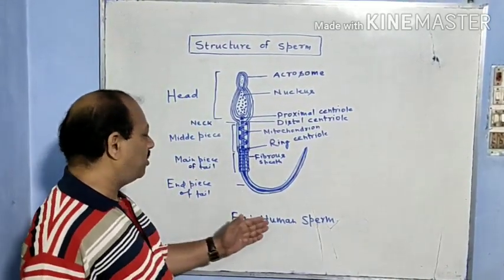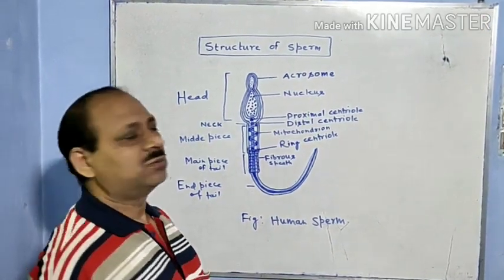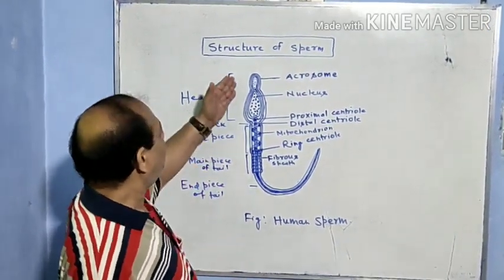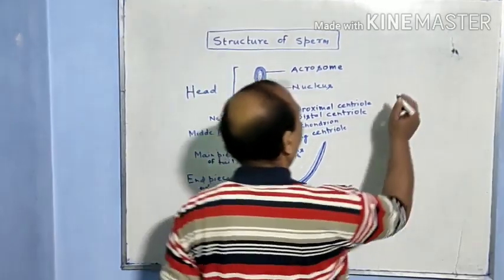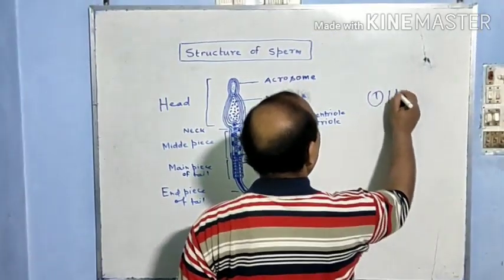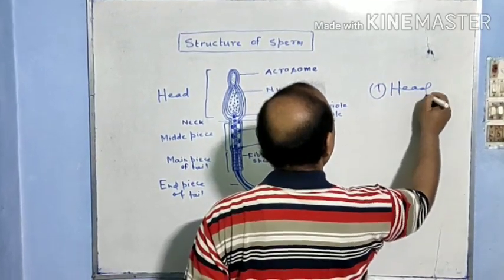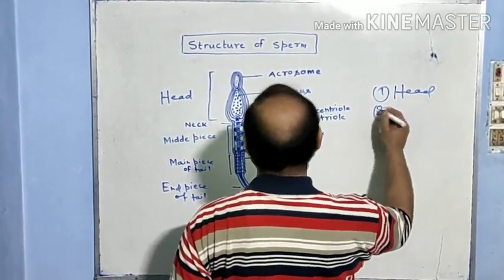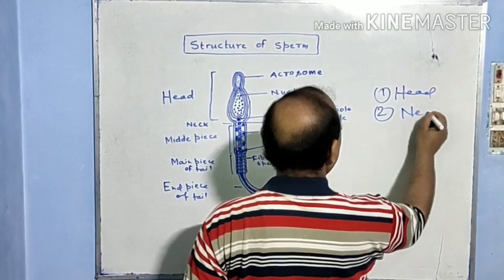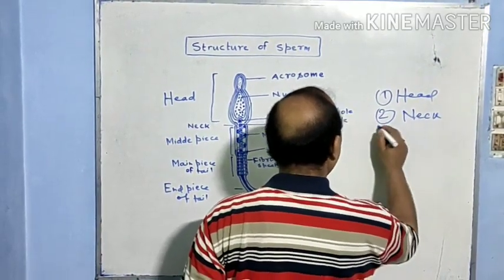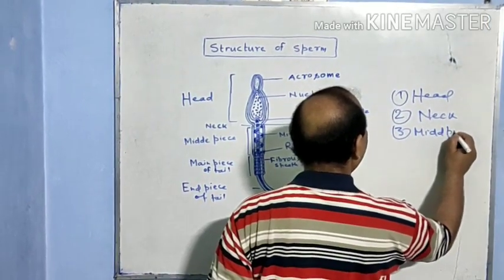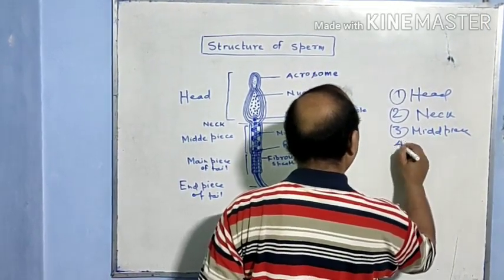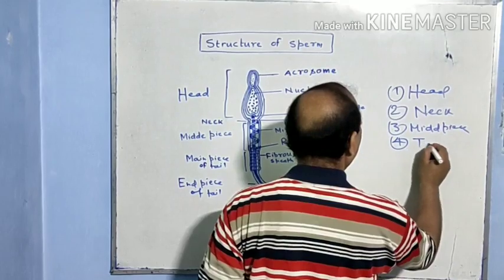A sperm of mammals or human can be divided into three parts. First, head, next part, neck, third part, middle piece, and last tail.